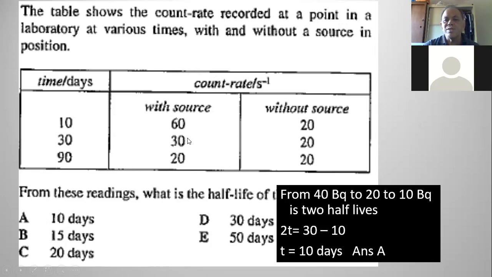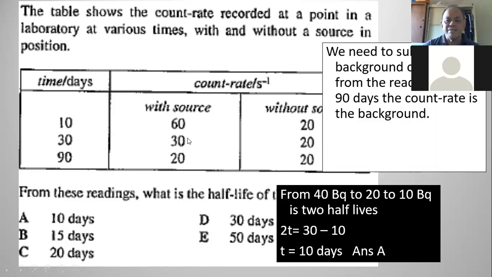Okay, so we need to subtract the background. So we subtract background: 60 minus 20 is 40 for this one, 30 minus 20 is 10, and the last one is 0. So we see that 40 to 10. If we know how to calculate the half-life, from 40 to 20 is one half-life, from 40 to 10 is another half-life. So there are two half-lives.